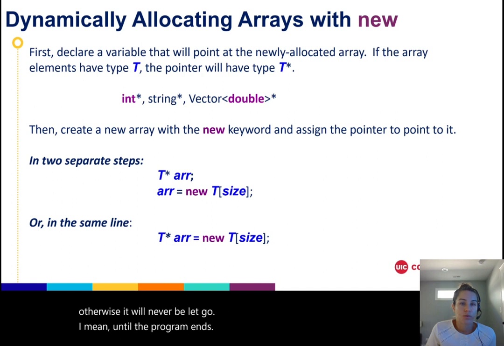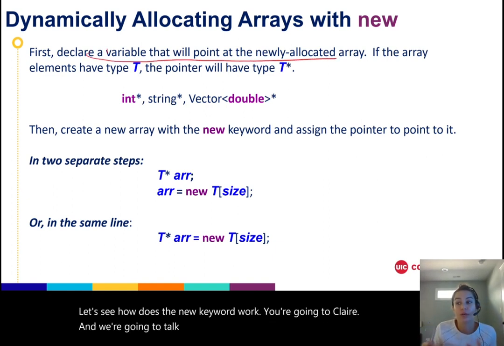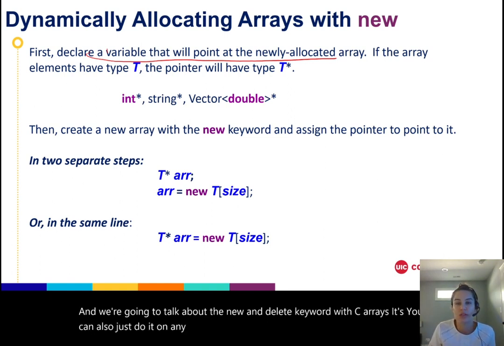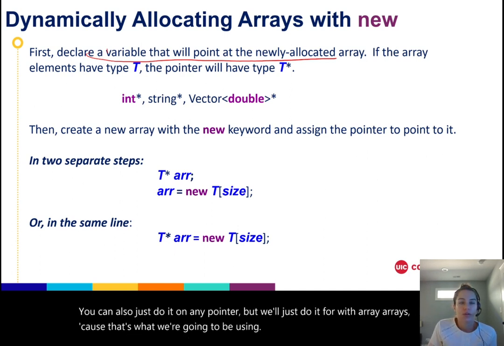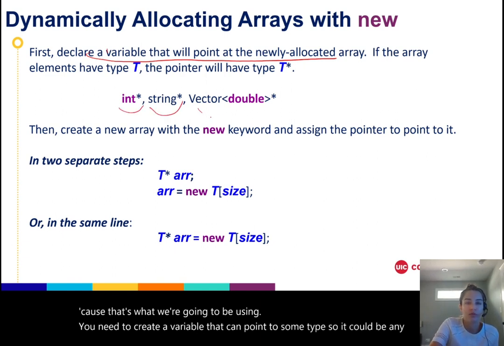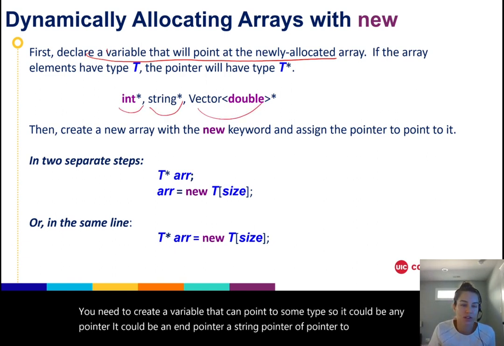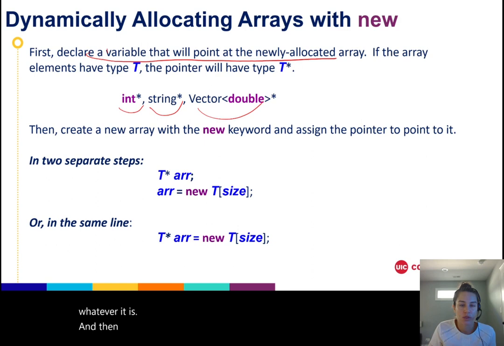So let's see. How does the new keyword work? Well, we're going to talk about the new and delete keywords with C arrays. You can also just do it on any pointer, but we'll just do it with arrays because it's what we're going to be using. So you need to create a variable that can point to some type. It could be any pointer. It could be an int pointer, a string pointer, a pointer to a vector, object, whatever it is. And then with C arrays, which is what we're going to be using a lot, you can do this in 2 steps or 1 line.